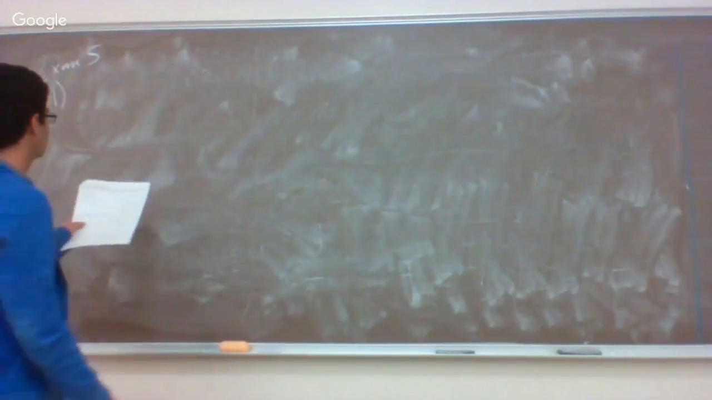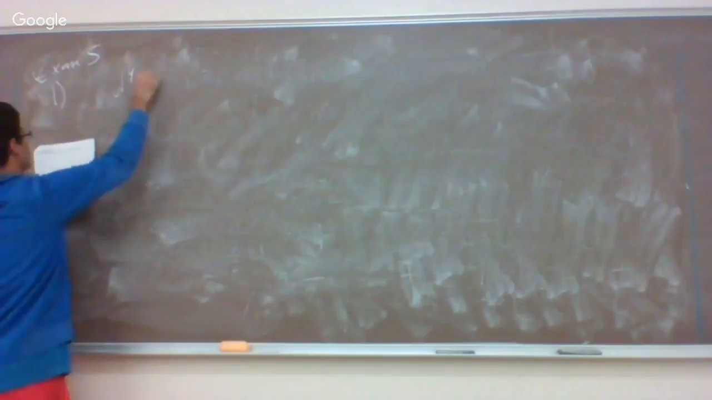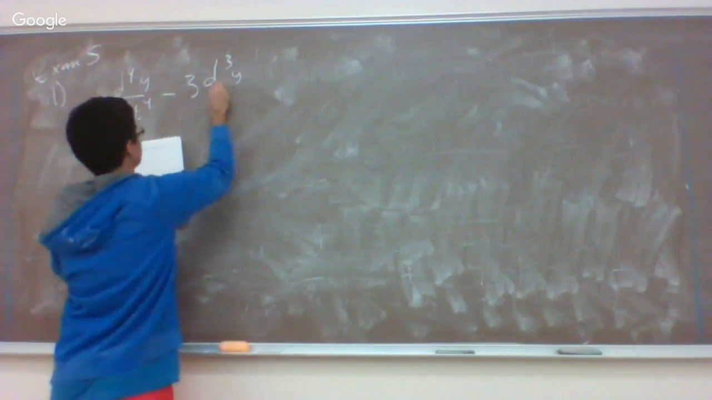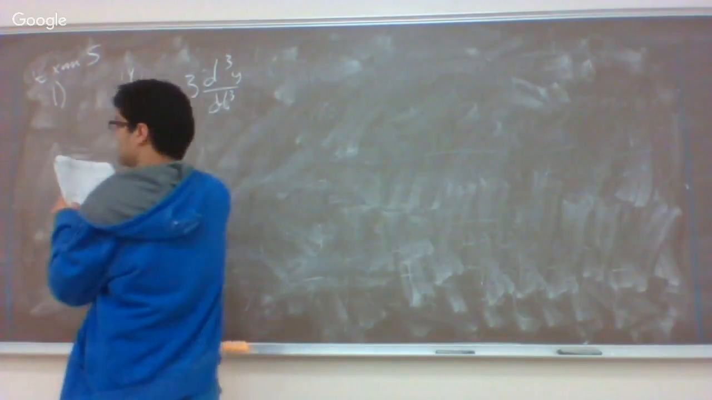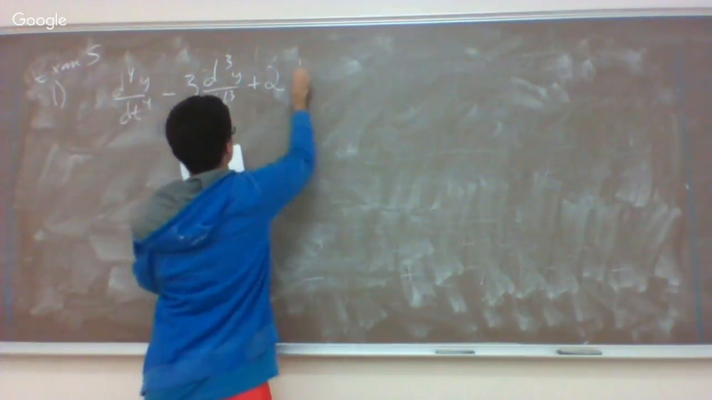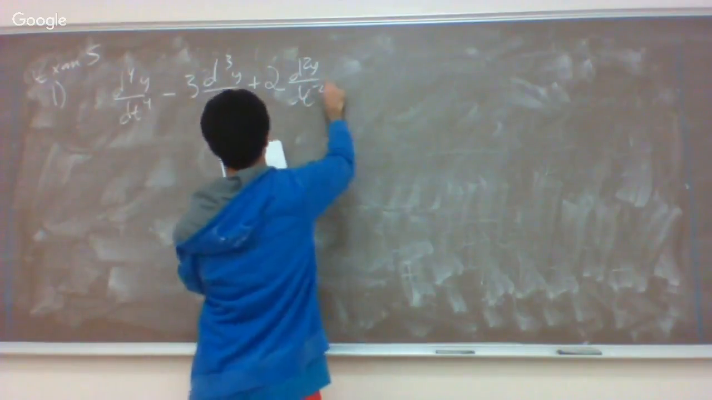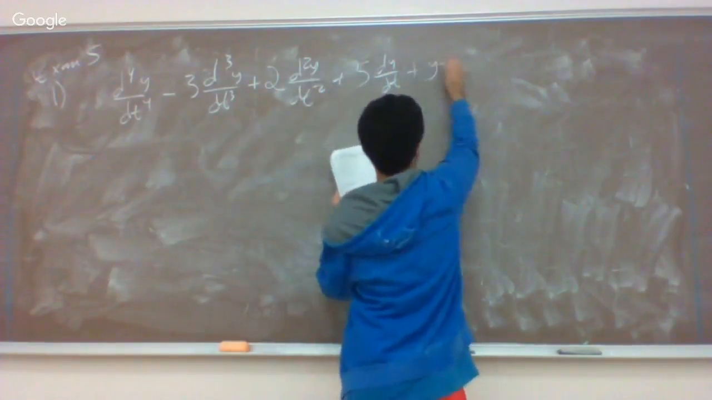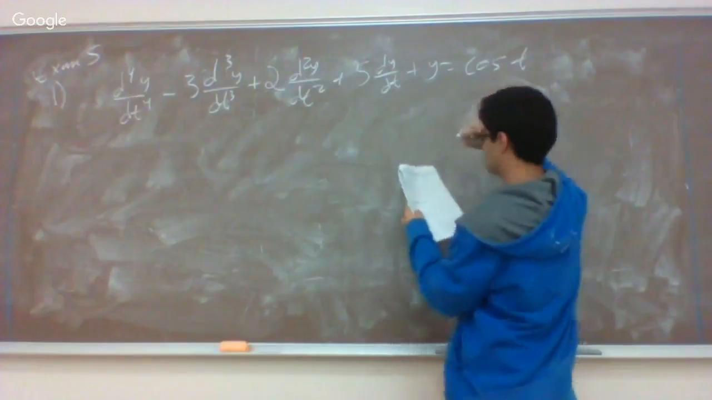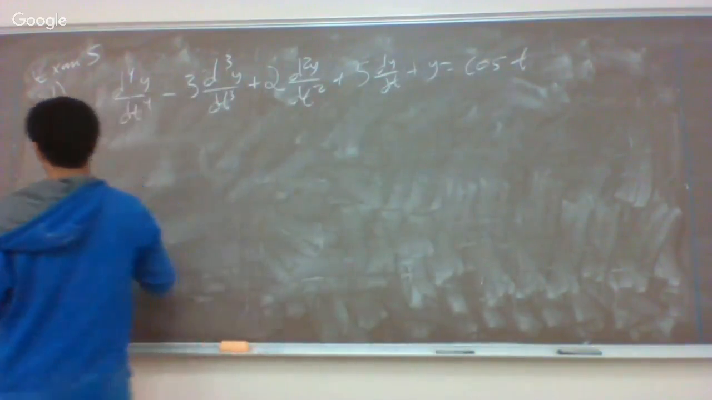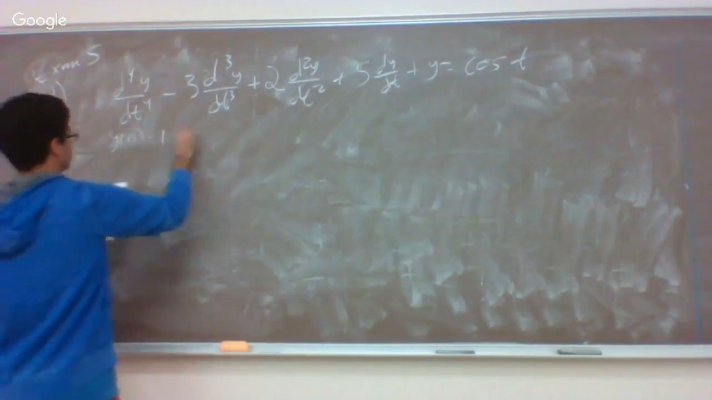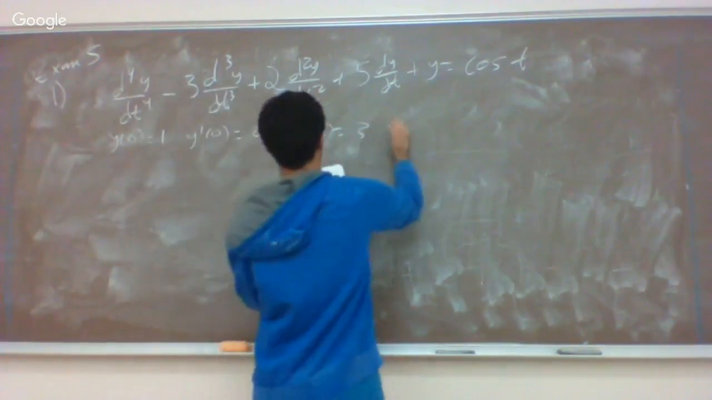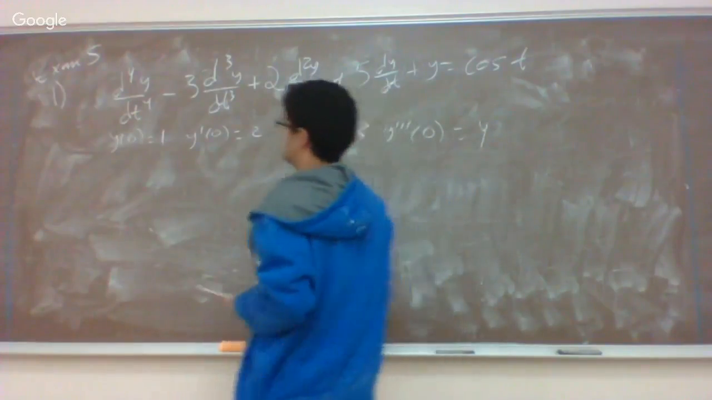So we're almost done. I have d to the 4th y over dt to the fourth minus 3 d cubed y over dt cubed plus 2 d squared y over dt squared plus 5 dy over dt plus y equals the cosine of something. They tell us that y of 0 is equal to 1, y prime of 0 is equal to 2, y double prime of 0 is equal to 3, y triple prime of 0 equal to 4.